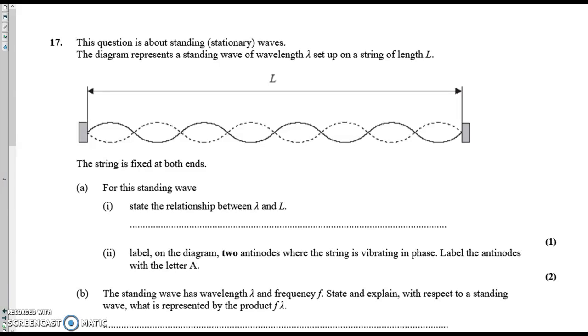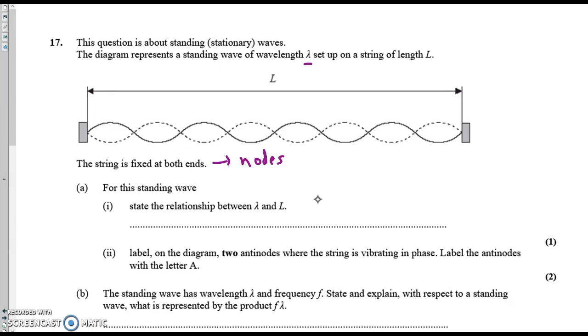Okay, here's a question about standing waves. The diagram shows a standing wave of wavelength lambda, which has been set up on a string of length L. The string is fixed at both ends. Immediately we know both ends are nodes. For the standing wave, state the relationship between lambda and L.